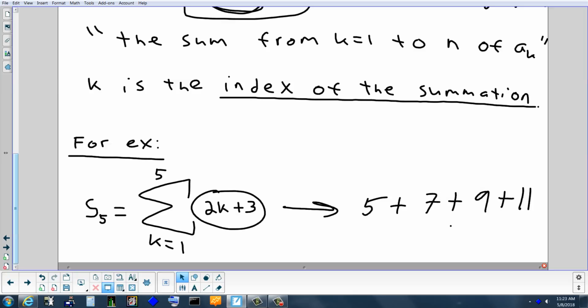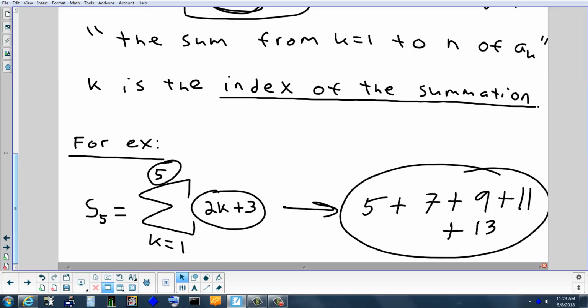You get 11. And now you keep going until you hit this top number. Now we plug in 5 for k. 2 times 5 is 10. Plus 3 is 13. Now you wouldn't do 6 for k because it didn't say to go to 6. It said stop at 5. So if you add all that up, that's what S sub 5 equals.